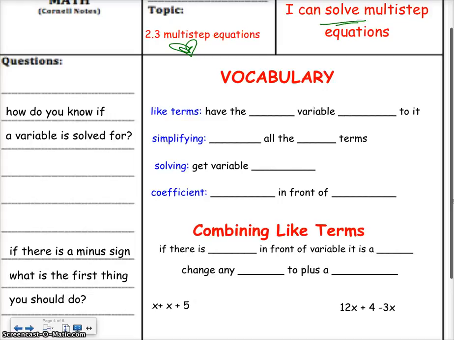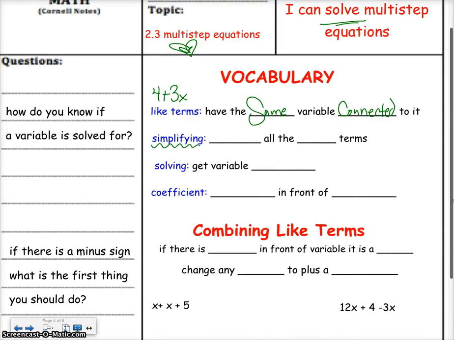Like terms have the same variable connected to it. So you need to understand today how to combine like terms and that you can't combine things that are not alike. For example, 4 plus 3x, you cannot combine the 4 and 3 because the 4 doesn't have the x next to it. You also need to understand the vocab word simplifying.